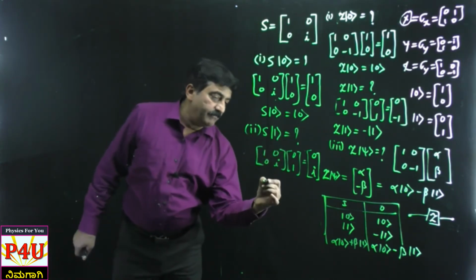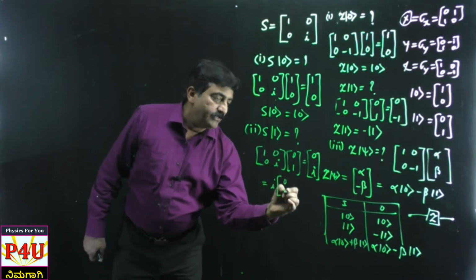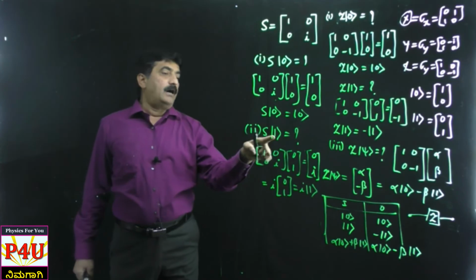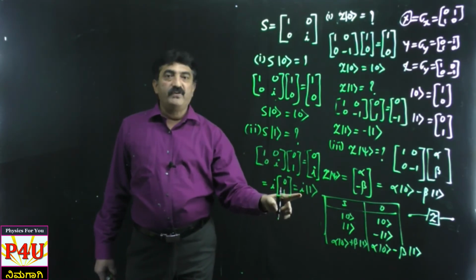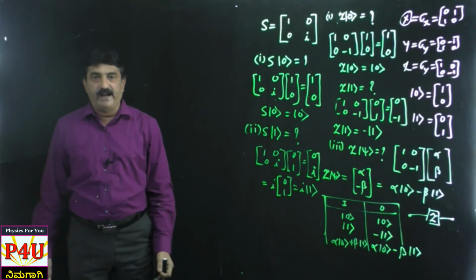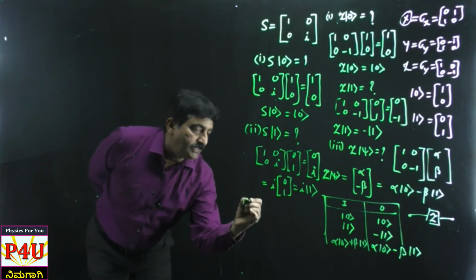Well, this is nothing but i into ket 1. So when S operates on 1, it changes the phase, so it is i into ket 1. That is why it is called a phase gate. Right? Well, let us try the third one.